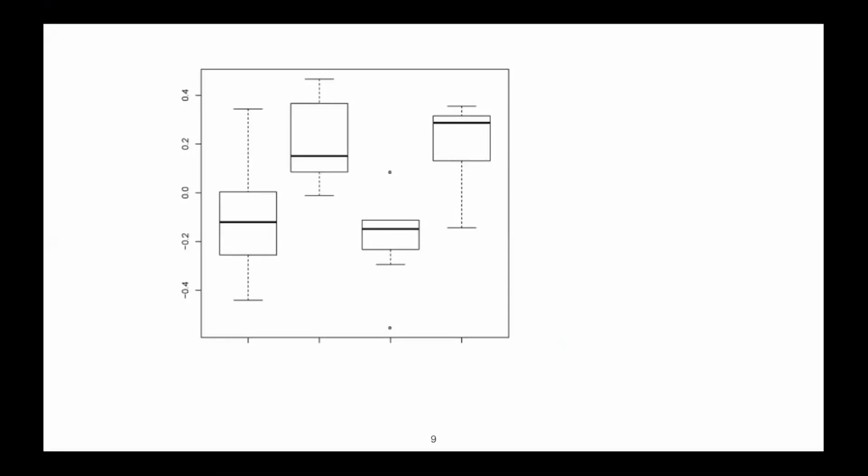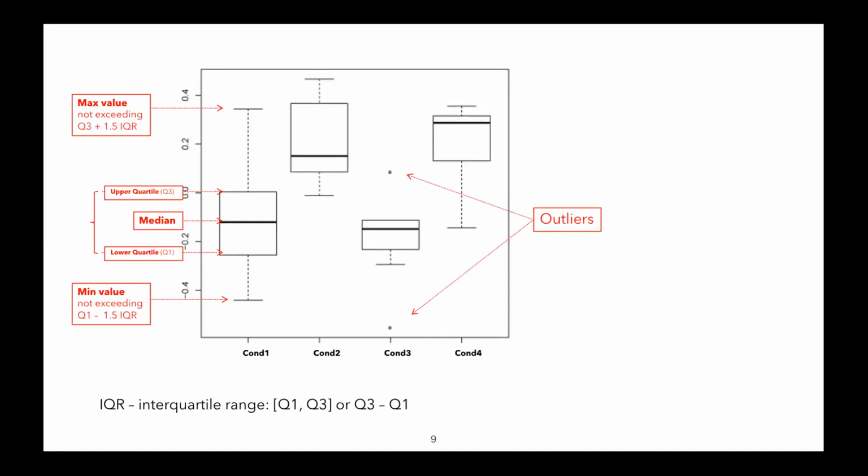So in this box plot, you can see that the majority of data points that are supposed to be in the interquartile range are barely visible. So these are the different points. If you see for the first condition, the median is between 0.0 and 0.2.